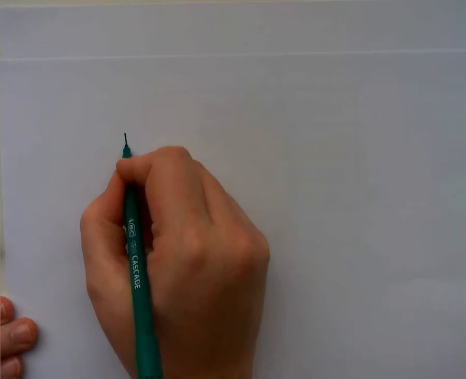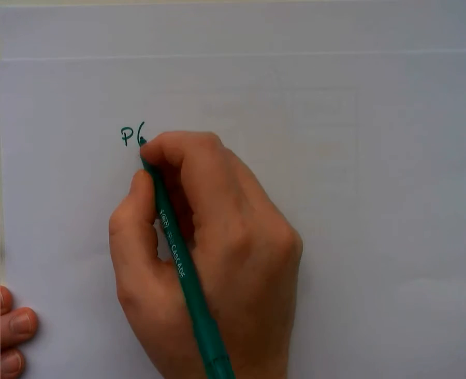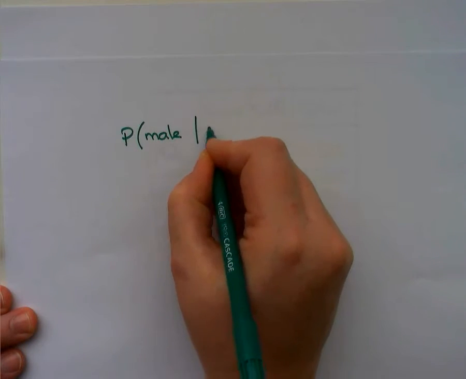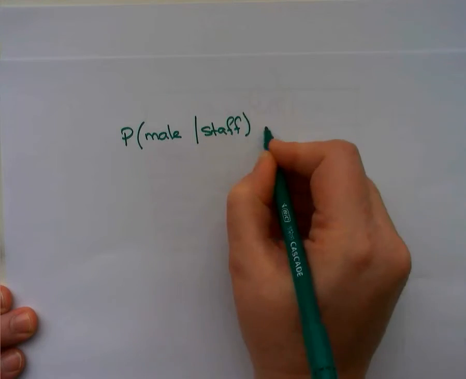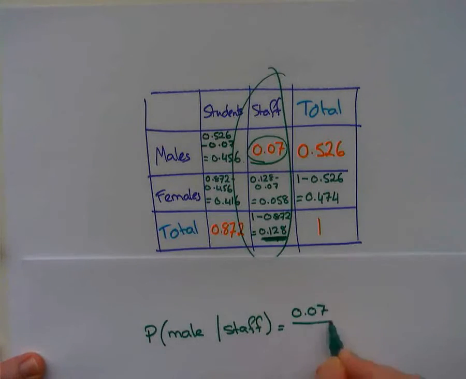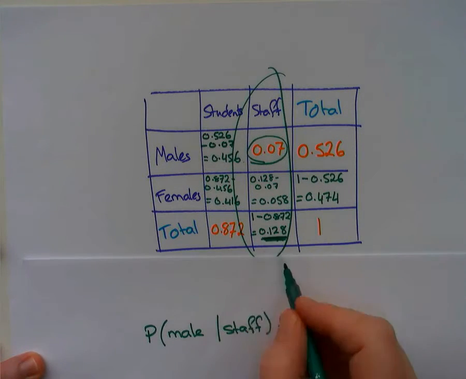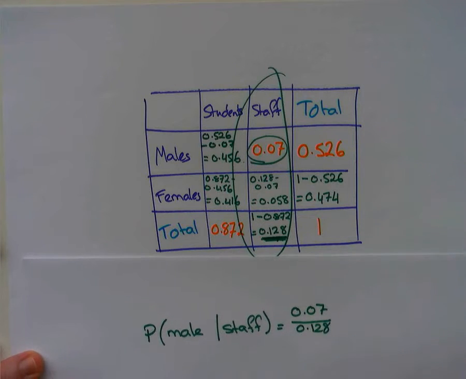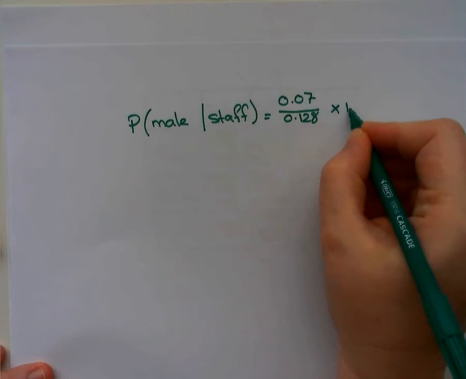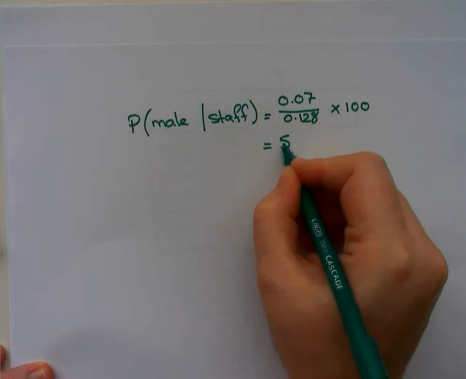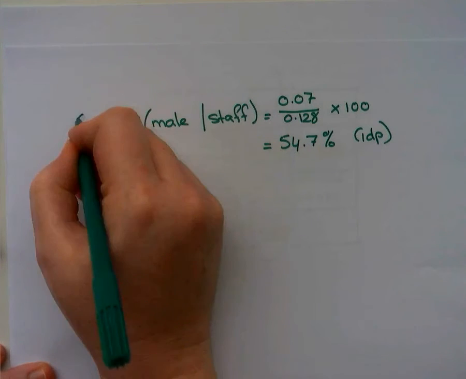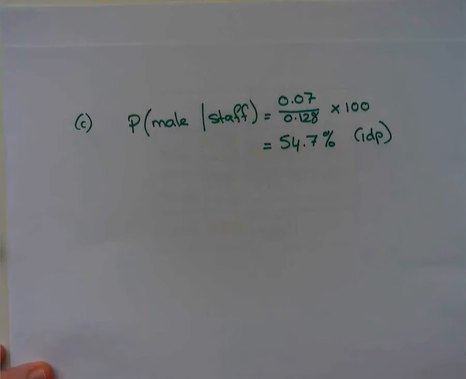So we want the conditional probability of male given that they are a staff member. And that is going to be our 0.07 divided by the total proportion of staff, 0.128. So we're not taking it out of the whole school, we're just taking it out of the staff members. They want that as a percentage, so let's multiply by 100, and that's going to give us 54.7% to 1 dp. So there is question C.